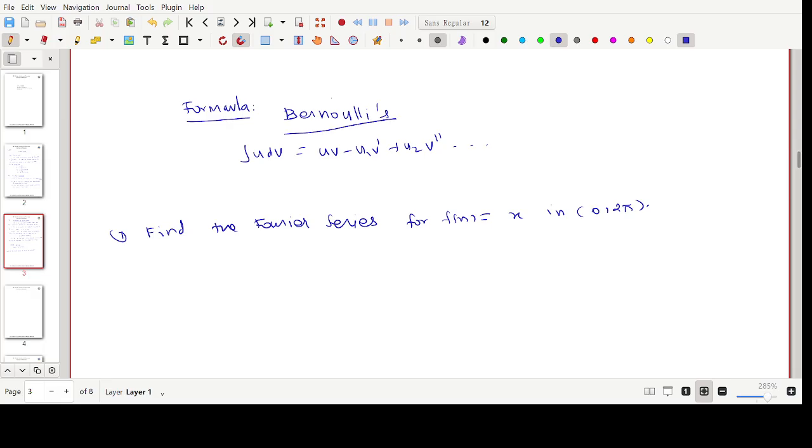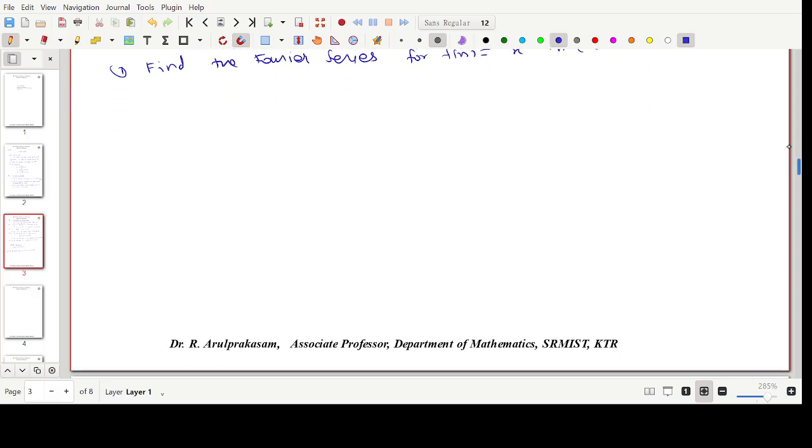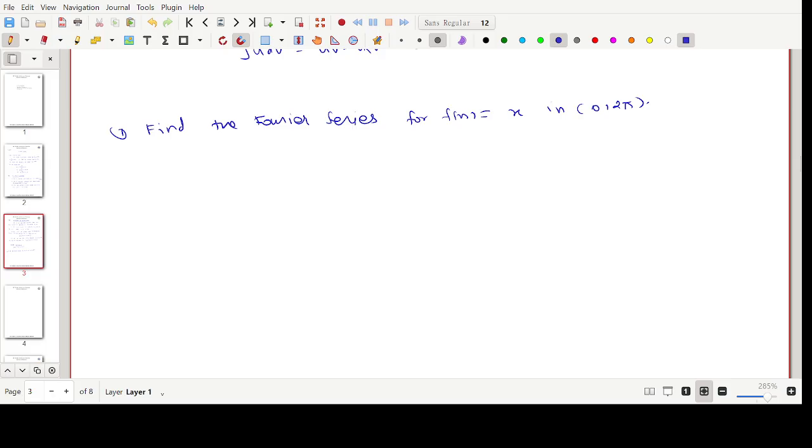The formula is very important. Find the Fourier series for the function f of x. I consider a simple algebraic function in the interval 0 to 2 pi. First, write the Fourier series representation. I always denote the Fourier series by FS. The Fourier series for the general function f of x is a naught by 2 plus summation n equals 1 to infinity a n cos nx plus summation n equals 1 to infinity b n sin nx.